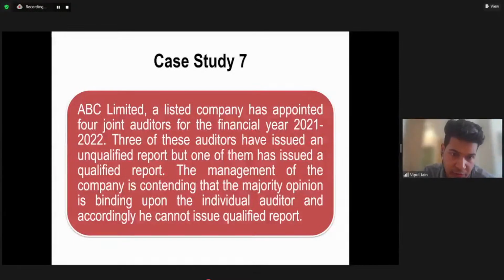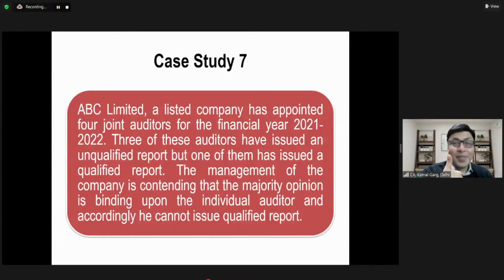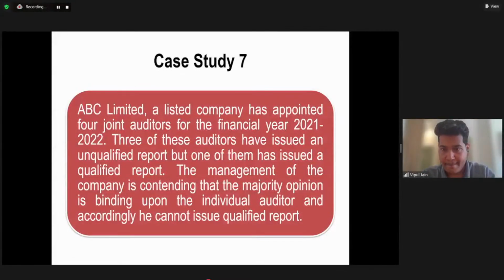So we have a response from Pushottam. He says management of the company cannot say that he cannot issue the qualified report. Correct. Can I know the reasons also? Pushottam, can you share your reasons also? Meanwhile, Pushottam shares his reason. We have another response from Jay. He says separate report will be there. Further, both reports will mention that there is another report also, SA 299.